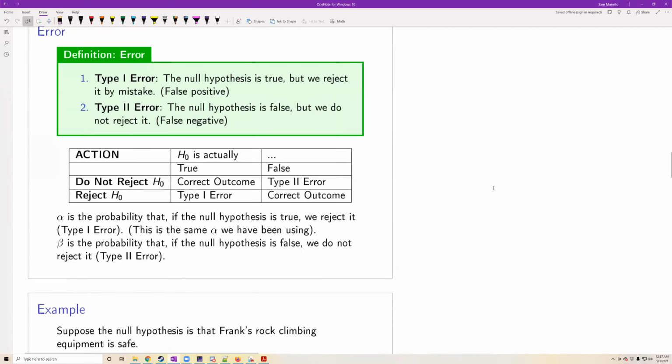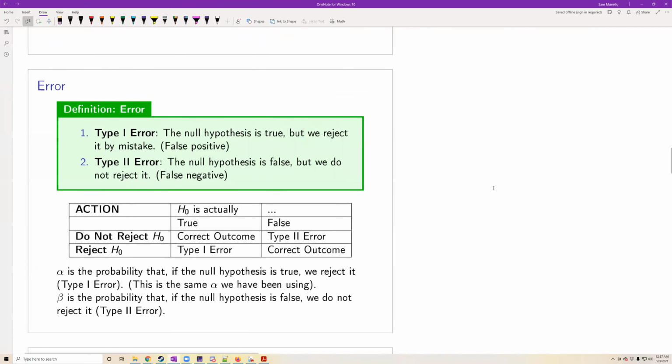Now, the idea of this type of thing is that we are only a certain level confident. Remember, we're talking about 90% confidence intervals, 95% confidence intervals. Well, with hypothesis testing, it's the same thing. We want to be as sure as possible. We can sample more people, more of whatever we're doing in order to become more certain, but we're never going to be exact. What error deals with is the chance that we are wrong in either direction.